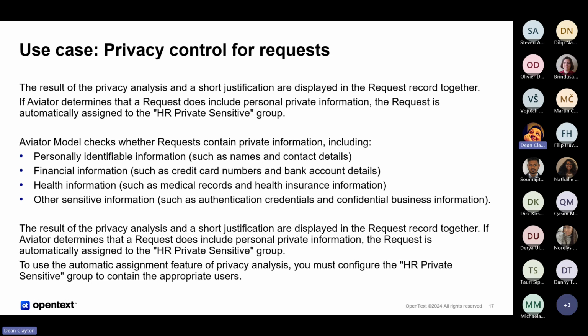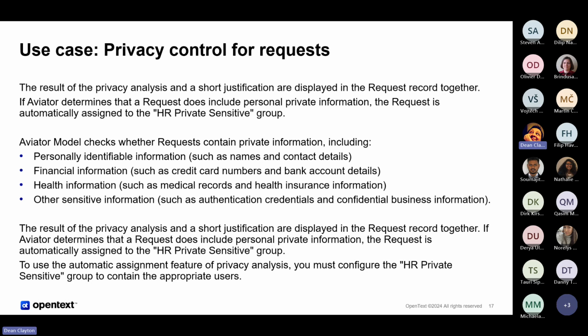And based on these four sets of criteria you can see on here, so personal identifiable information, such as names and contact details, financial information, credit card numbers, bank account details, health information, medical records, health insurance information, or other potential sensitive information, such as authentication credentials or confidential business information. We have put those within the Aviator model for it to search. And if it identifies any of those, then it would flag on the ticket that there is a potential privacy control needed around that ticket.